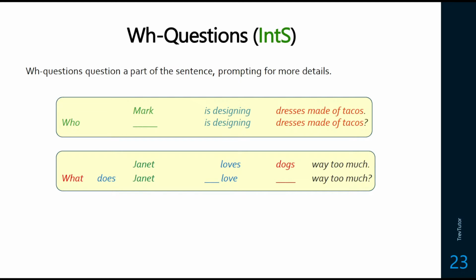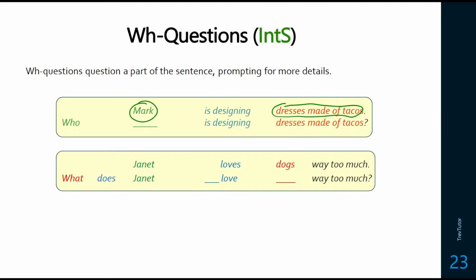WH questions will involve some more movement, and what WH questions specifically do is they prompt a part of the sentence and they ask for more details. So if I say Mark is designing dresses made of tacos, there's a couple things I can ask about this. I can say what, or I can say who is designing dresses made of tacos. I can target Mark, or I can target the thing that he's making, and I can say, what is Mark designing?